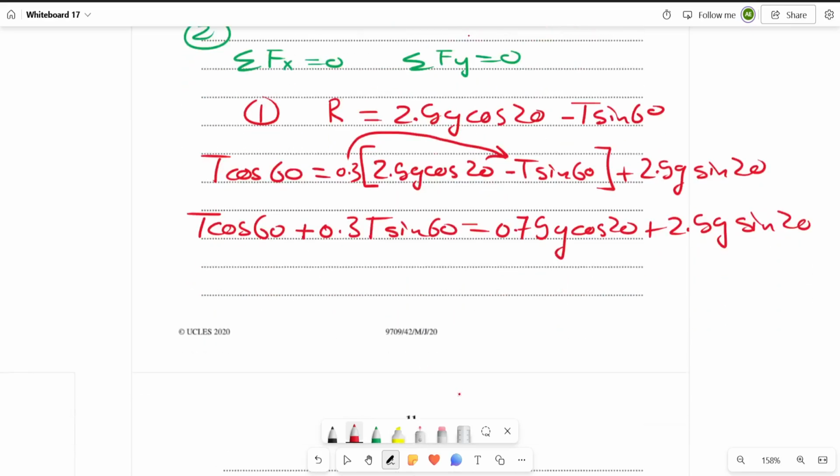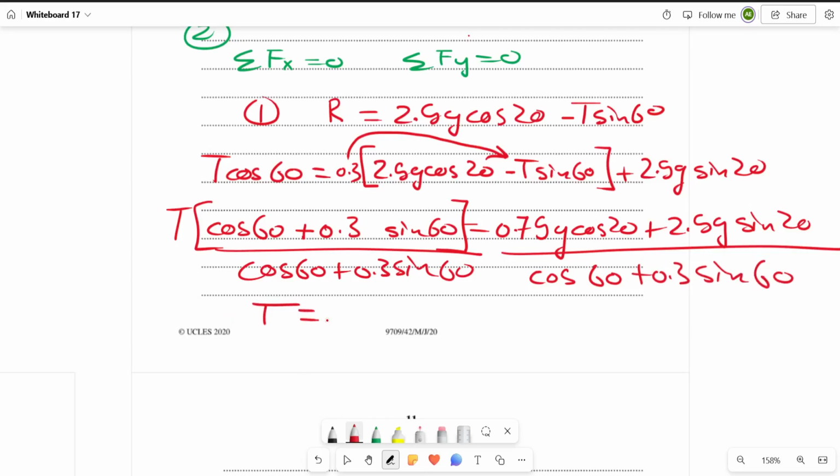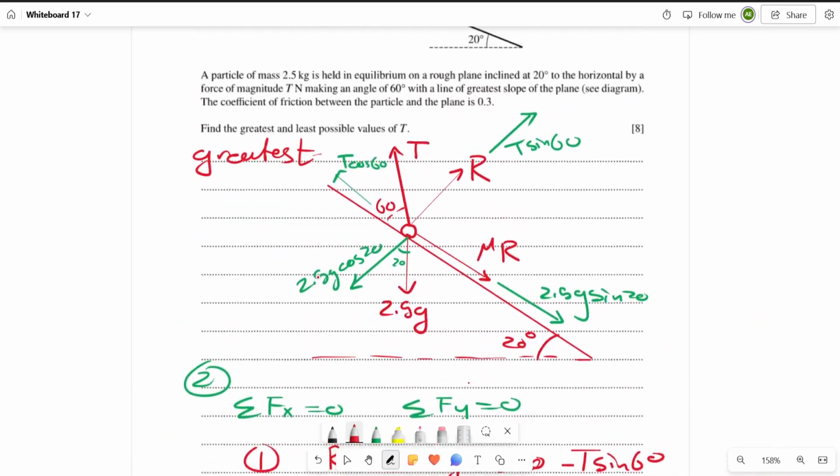I can take t out common from here. So I'm going to take t common from those two terms, and I'm going to divide by cosine 60 plus 0.3 sine 60 on both sides. And this is going to give me the value of t. If I put it on the calculator, it's going to give me the greatest value of t, t equals 20.5 newtons.